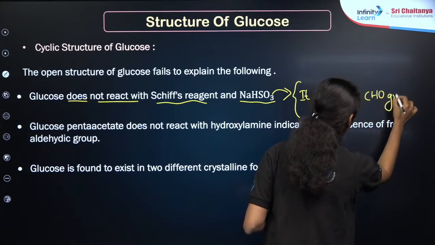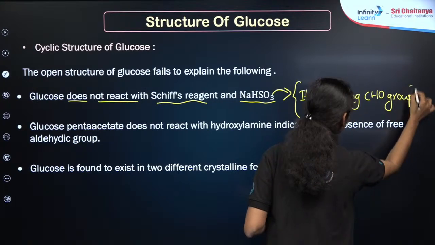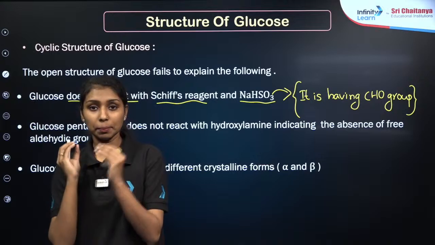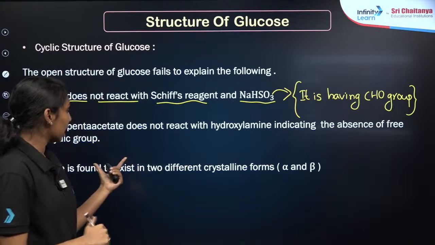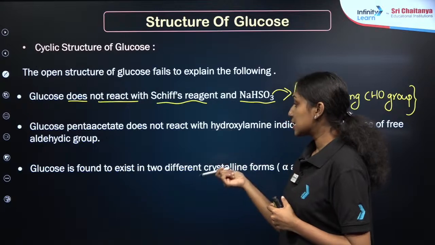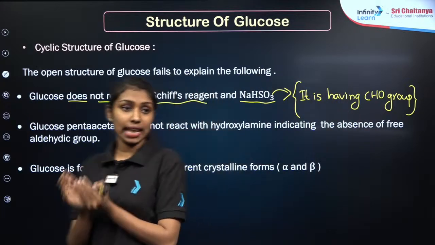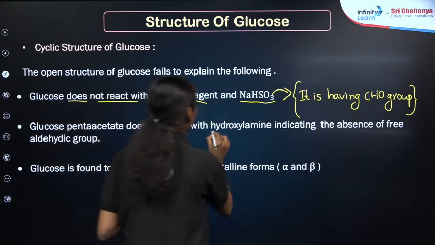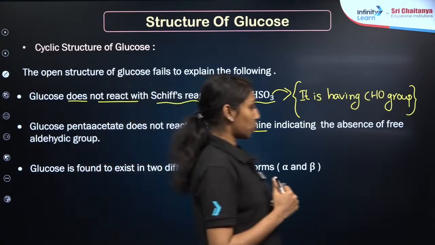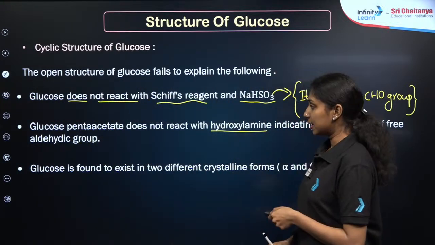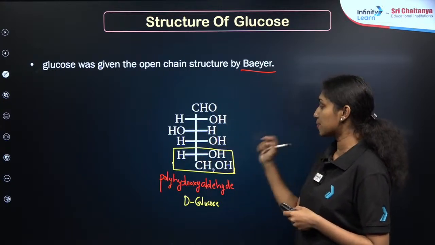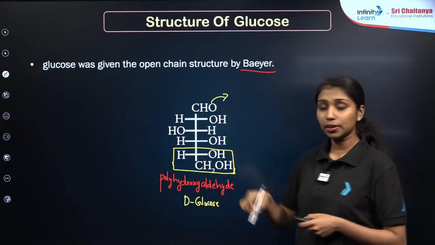This is one of the drawbacks or limitations of the open chain structure. Then the second thing is that glucose pentaacetate, the product formed by the acetylation of glucose, does not react with hydroxylamine, NH2OH, which indicates the absence of a free CHO group. As we already saw in the structure, this is the aldehyde group present in the glucose molecule. This is the free aldehyde group.